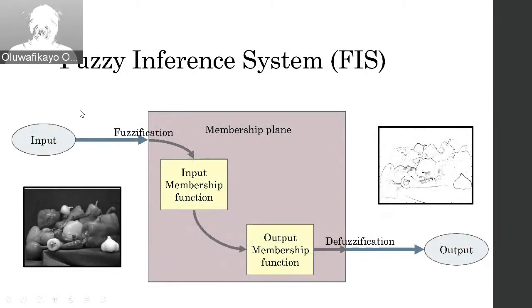So a fuzzy logic algorithm is characterized by its fuzzy inference system. And the membership plane is the part of the fuzzy logic algorithm that you can modify. So first you would input an image, which ideally you would input the gradients of the image. And then it enters the membership plane through a process known as fuzzification. And it goes through an input membership function, an output membership function, and then it's defuzzified to help us visualize the image, because once it enters the membership plane, it doesn't make sense.